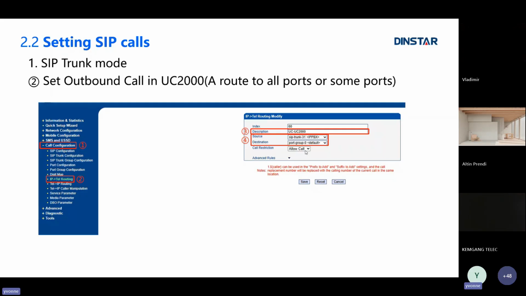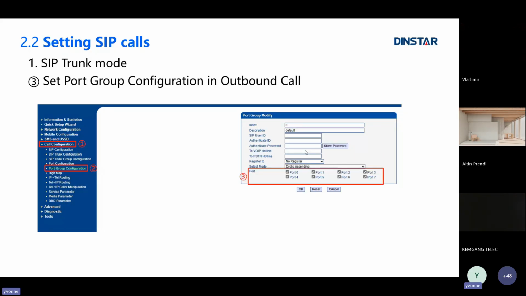And about the destination, we can set a specific port or a port group. And here shows the port group settings. And you can choose the port which you want. And when we use the trunk mode, we have to check the reject option. Here we have to choose the no reject. Okay.